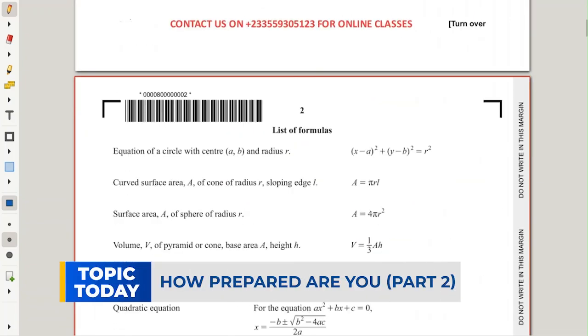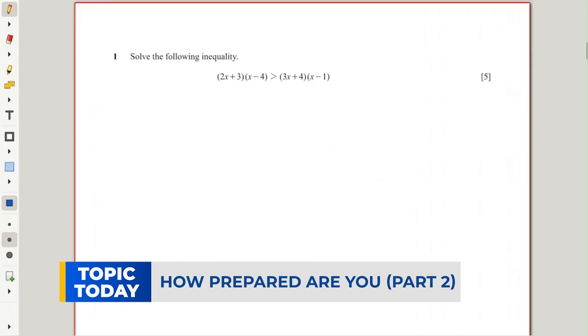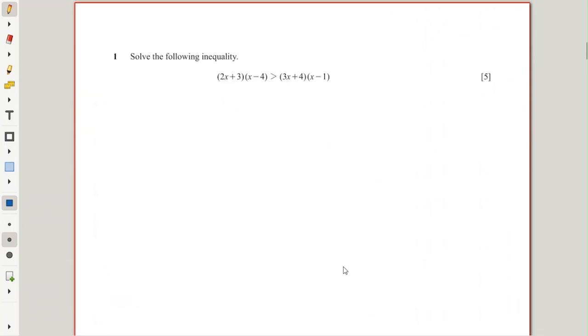Let's start off with question number one. Now we have a question on inequality. So, this question, the first thing that you are supposed to do is you are supposed to expand.